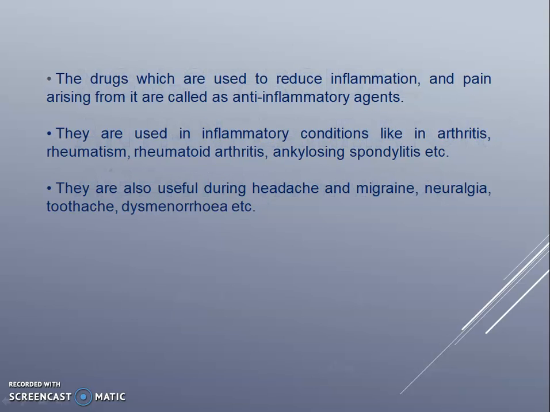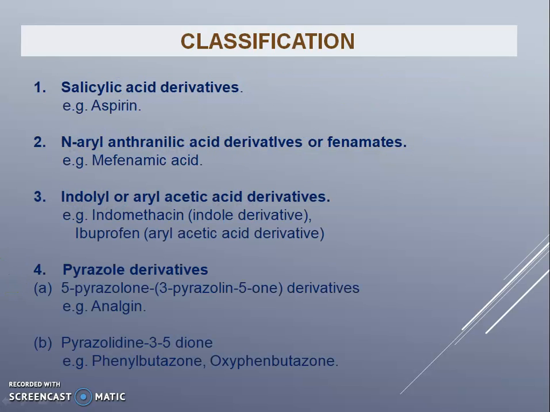The drugs which are used to reduce inflammation and pain arising from it are called anti-inflammatory agents. They are used in inflammatory conditions like arthritis, rheumatism, rheumatoid arthritis, ankylosing spondylitis, and they are also useful during headache, migraine, neuralgia, toothache, and dysmenorrhea. Now let's start with classification.